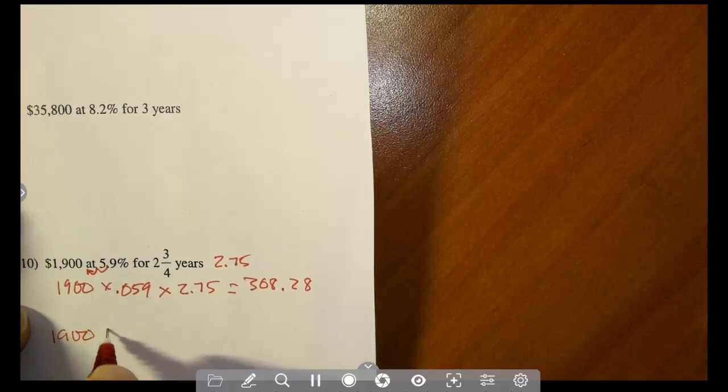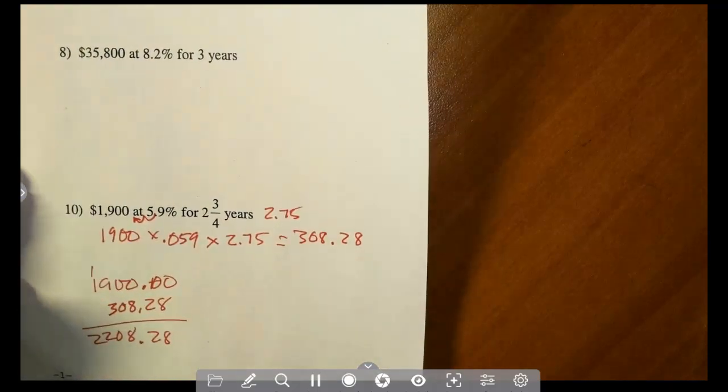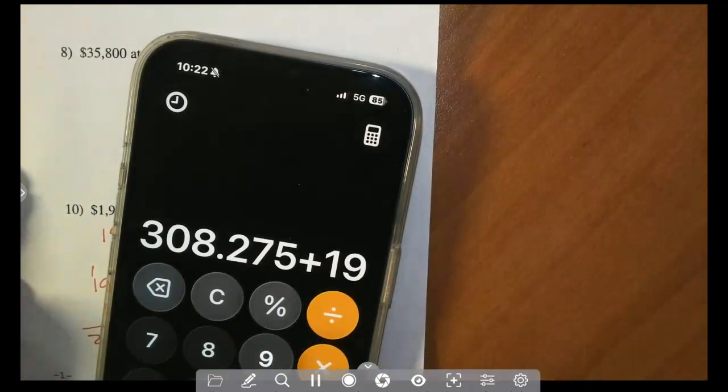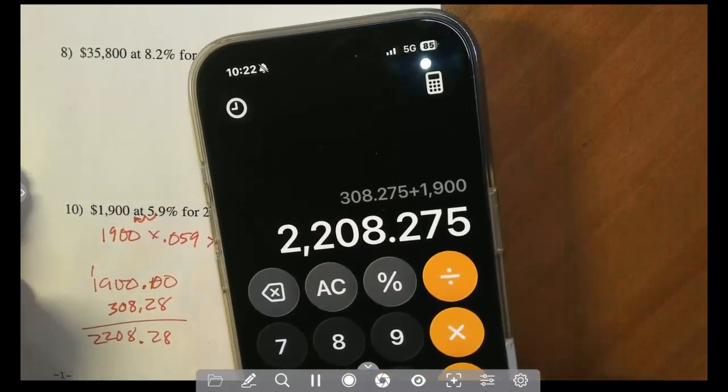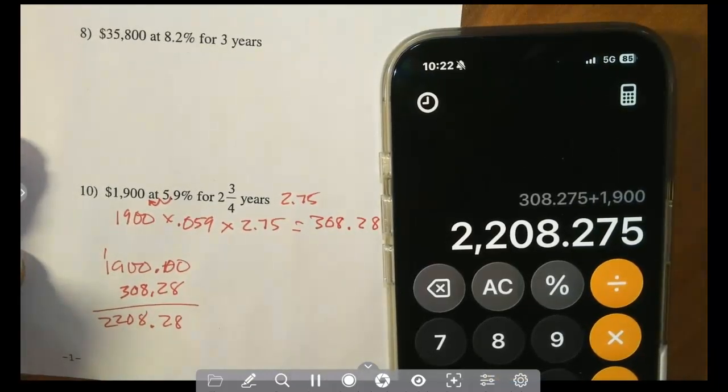So 1,900 plus 308.28. Well, you can think about this and add this up. You can also just do it in your calculator as well. 8, 0, that's 12, 2,208.28. Let's just verify it here by adding the 1,900 in. Make sure I did my math right. $2,208.28 because you're rounding. All right.